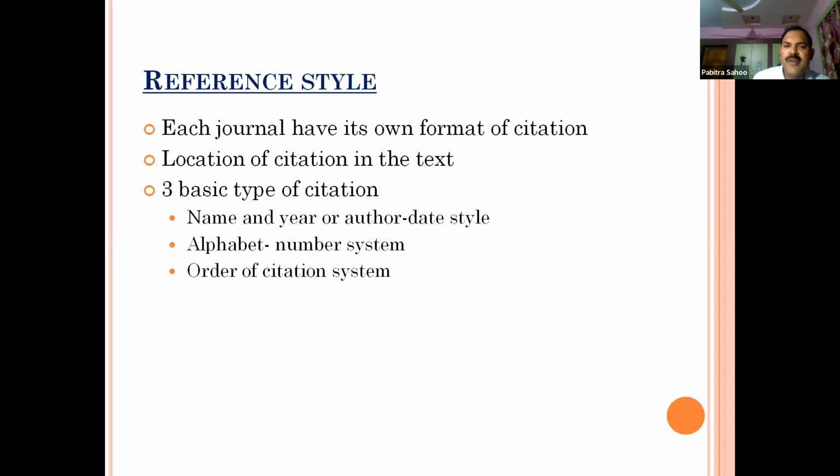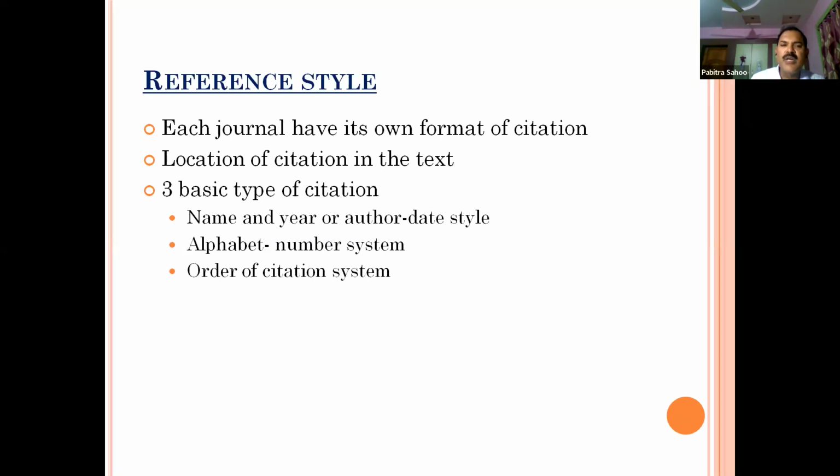Now, how to present the reference style. There are different types of presenting references at the end of a research publication. Each journal has its own format of citation, which you will get from the information to authors. You have to read it and format references accordingly. You have to change the references repeatedly: if your article is rejected from one journal, you have to choose another journal, and at that time your references need to be changed as per the requirement of that journal. So you have to be sure about what type of reference style you are using. Location of the citation in the text should be in sequential form.